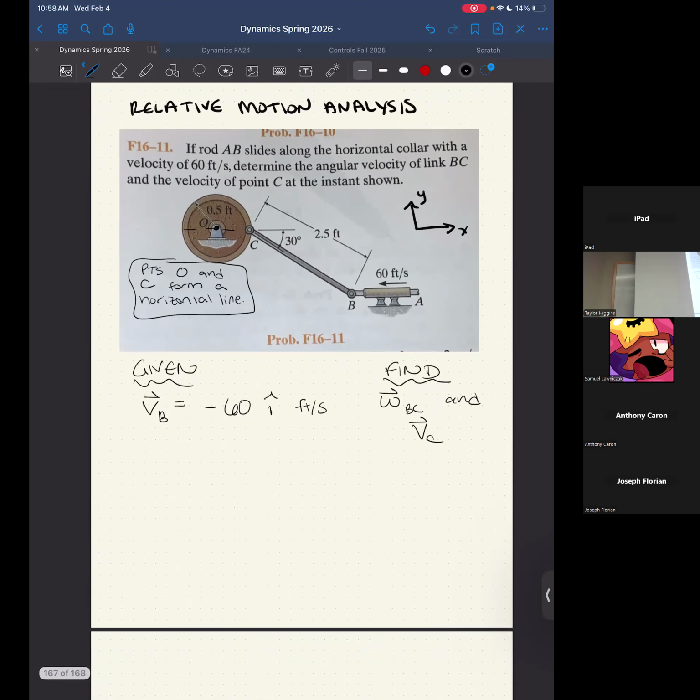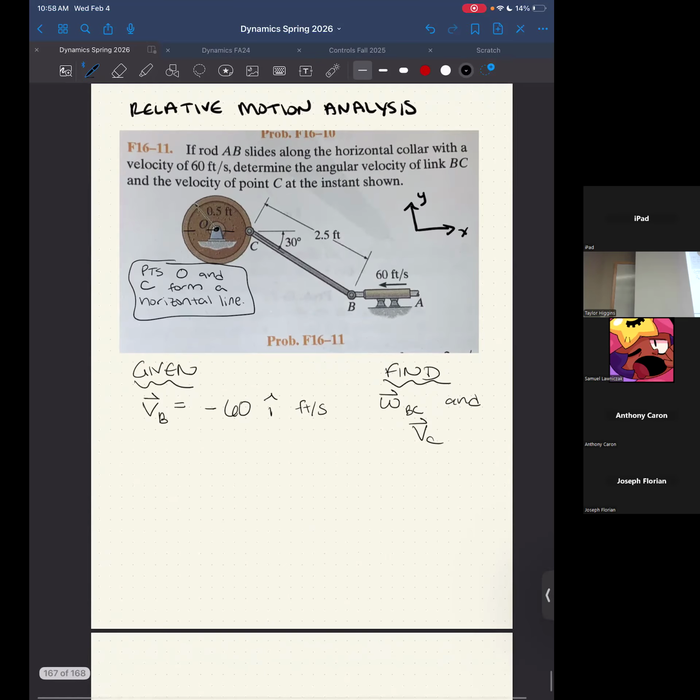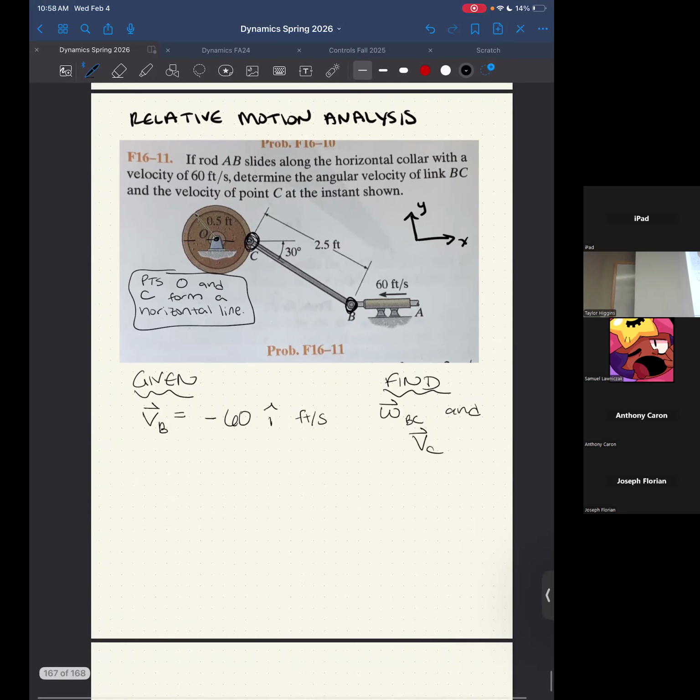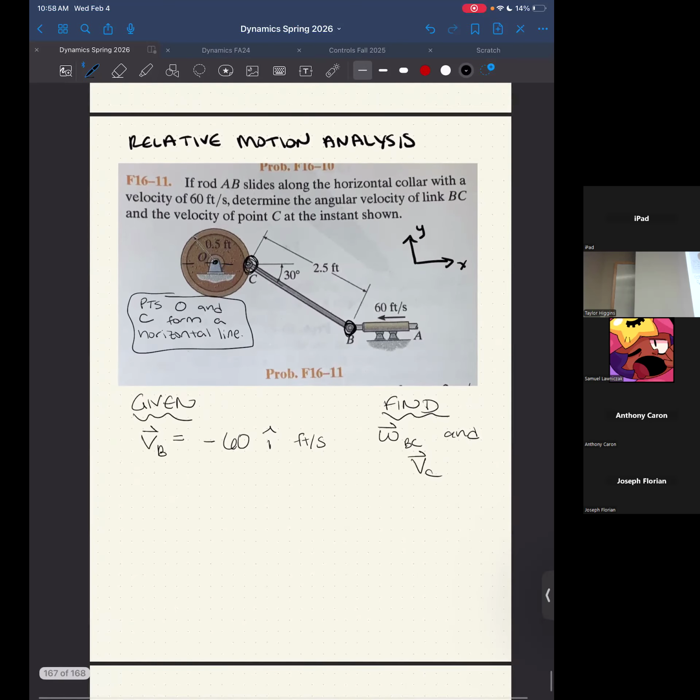Okay, so my first thought here is that I know an expression where I can relate the velocity of B to the velocity of C because they're attached to the same rigid body, BC. But it turns out that's not going to be enough information. I'm going to have to do this trick where, again, I say point C is shared between two rigid bodies. So I wrote how B is related to C, but I can also separately relate how point O here is related to C. I'll end up with two different expressions for the velocity of C, and I can set them equal to each other to solve for my unknowns.